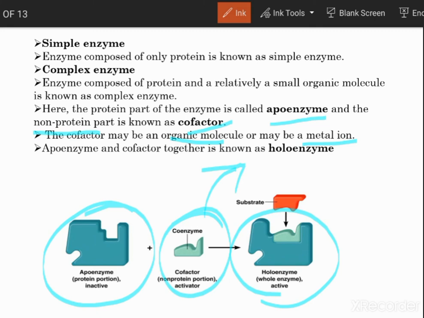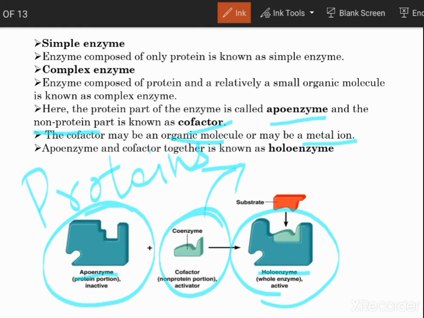We all know that enzymes are basically biocatalysts. They are proteins in nature, and they are highly specific in their reaction. So when we look at the structure of the enzyme, this is the most important core part of an enzyme, called apoprotein or apoenzyme. This protein part will be inactive, and when it associates with the other component, the non-protein part, that is a cofactor, then the enzyme becomes a holoenzyme or a complete enzyme.